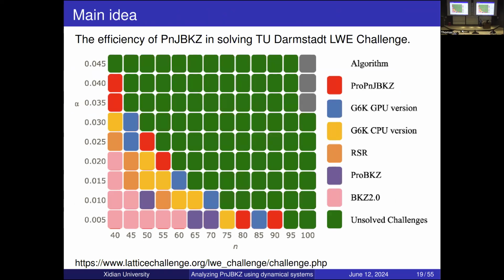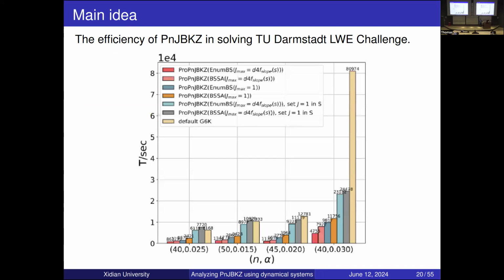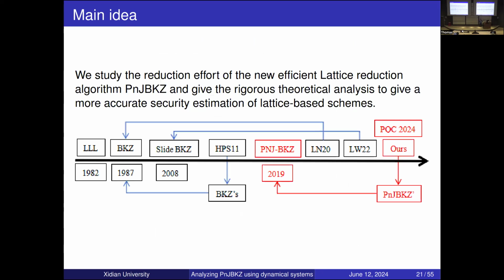This algorithm is quite efficient, and it has actually broken many records in the Darmstadt LWE challenge by using optimized block size and jump selection strategies. It's actually much faster when we use the optimized block size and jump selection strategy based on the pump-and-jump BKZ simulator. It's even faster than the default LWE solving strategy proposed in G6K. So we are trying to study the reduction effort of this new, efficient lattice reduction algorithm, the pump-and-jump BKZ algorithm, and give a more rigorous theoretical estimation of it.